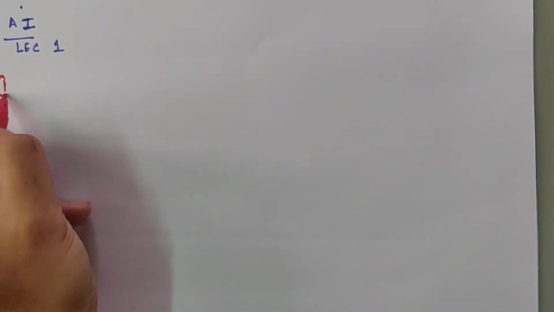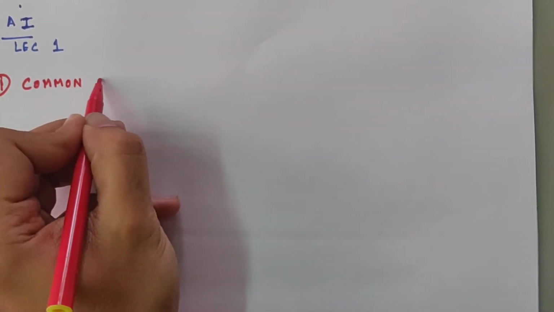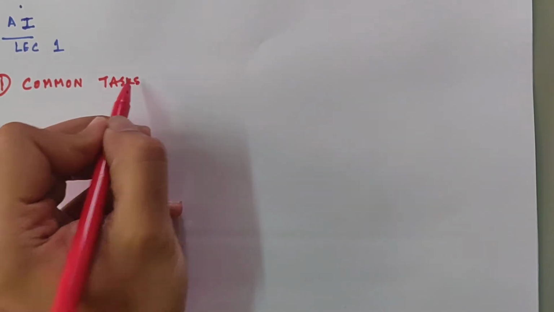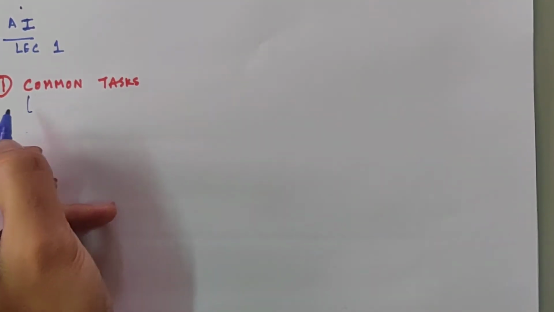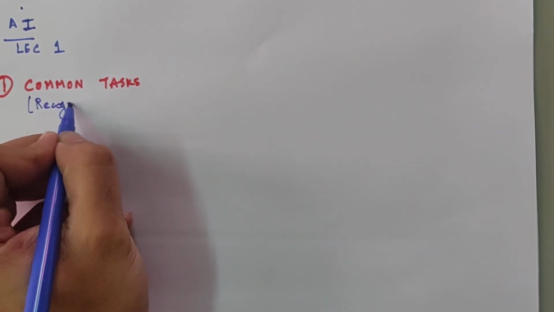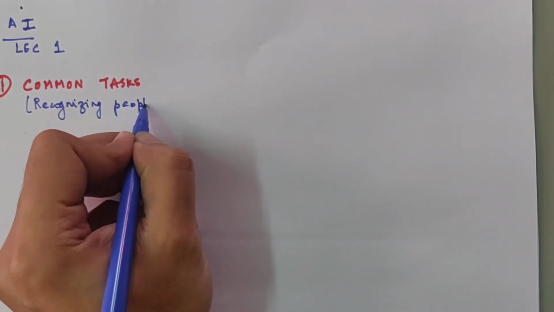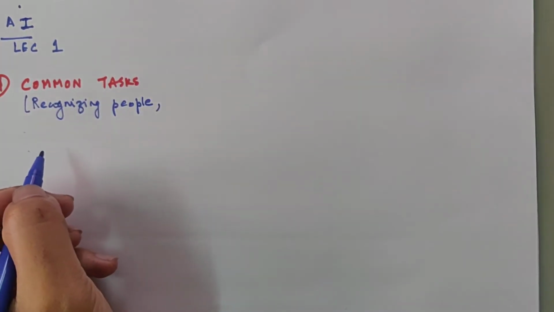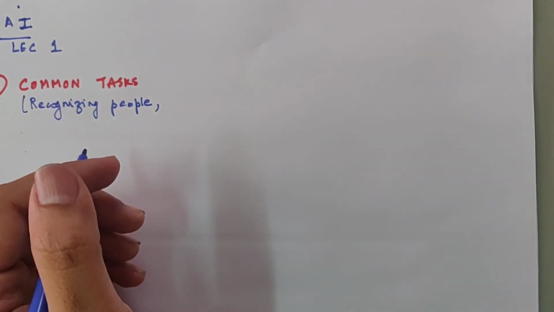One is common tasks. What do you mean by common tasks? The tasks that we do on a regular basis, like recognizing people. We do this any time of the day, in different illumination, different faces we remember and we recognize.